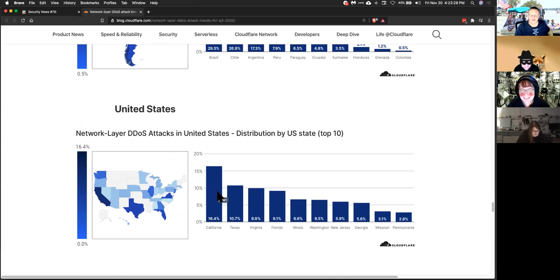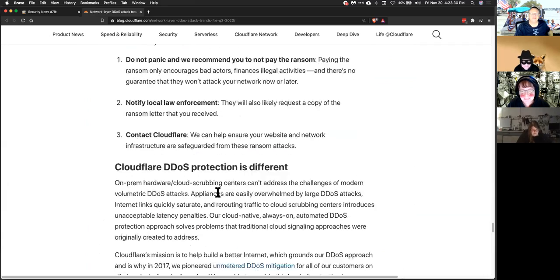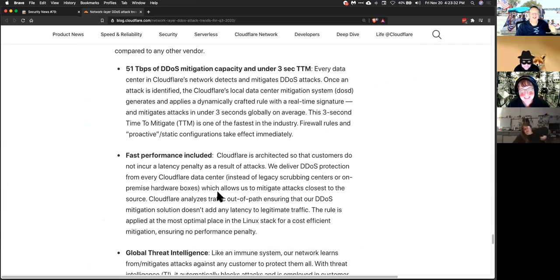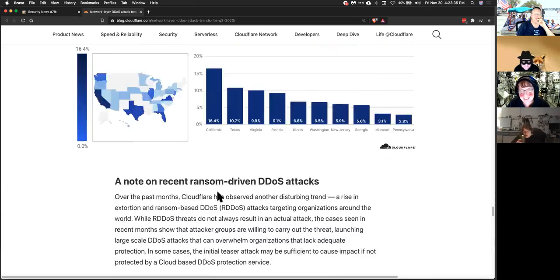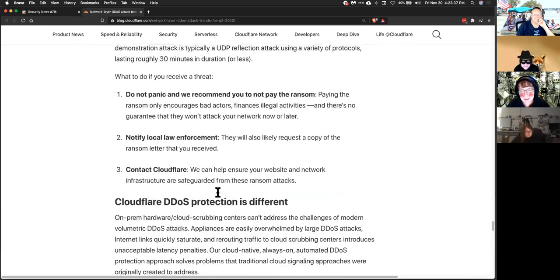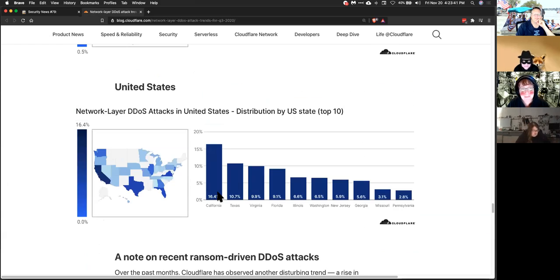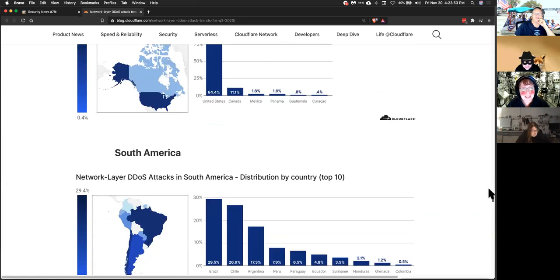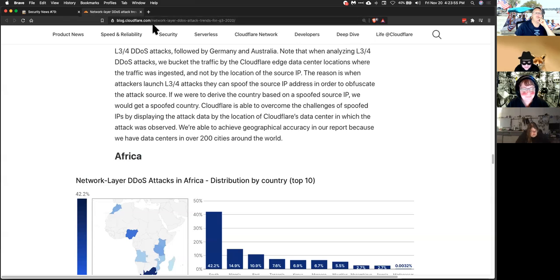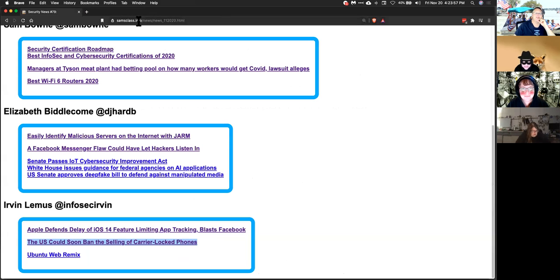California's number one, I see. Yep, California's number one. We are always number one, followed by Texas. I would figure. Yeah, which has a large population, so that makes sense. And then Virginia. That actually might be the government. That might be the NSA, yeah. Lots of interesting stuff. And then some blurb for Cloudflare saying they can protect you. But yeah, I just love data. Yeah, sure. It's good to see. Reminds me of the Verizon threat report.